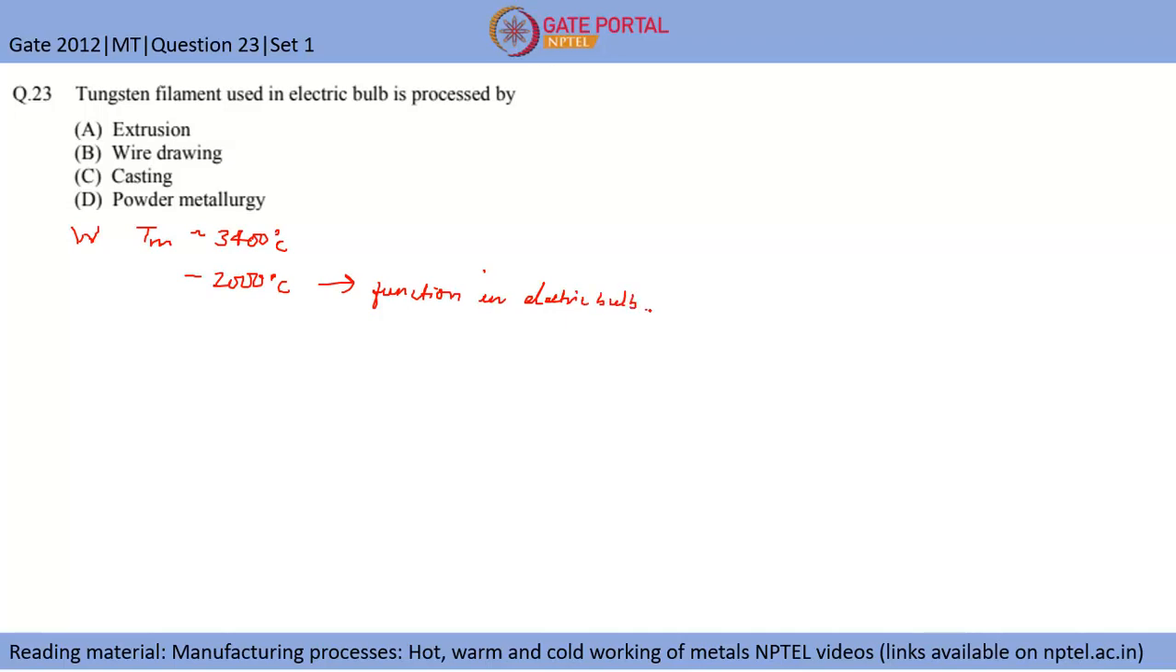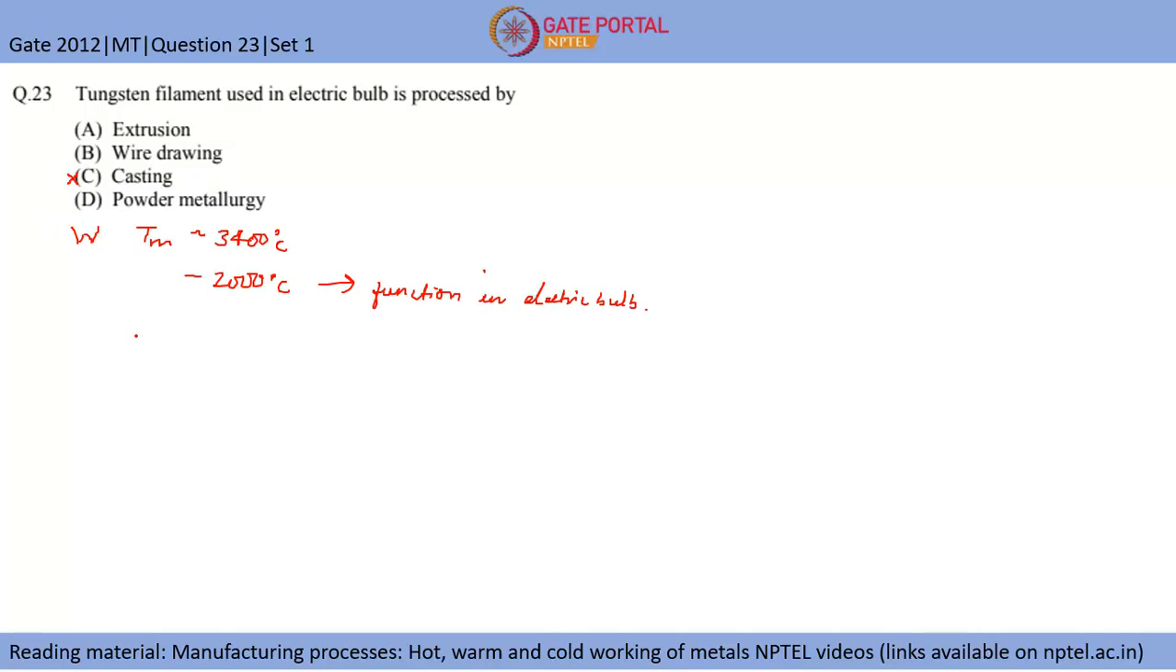Okay, so we cannot melt tungsten up to 3400 degrees Celsius. Hence, casting is not a correct option, because in casting what happens is you take the material to the melting temperature, completely melt that material and then cast it. So option C is not a correct option.